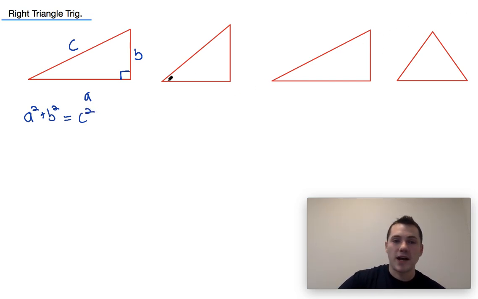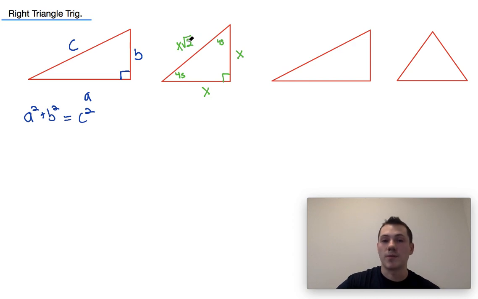Another formula they provide you with is related to 45, 45, 90 triangles. For 45, 45, 90 triangles, they tell you that this side is x, and this side is x root 2. So they provide you with the ratios relative to the angles.